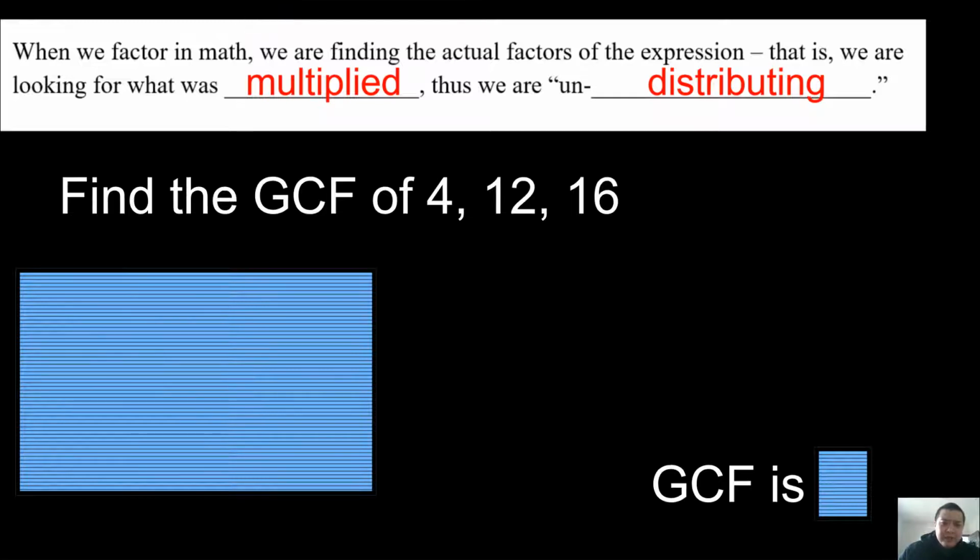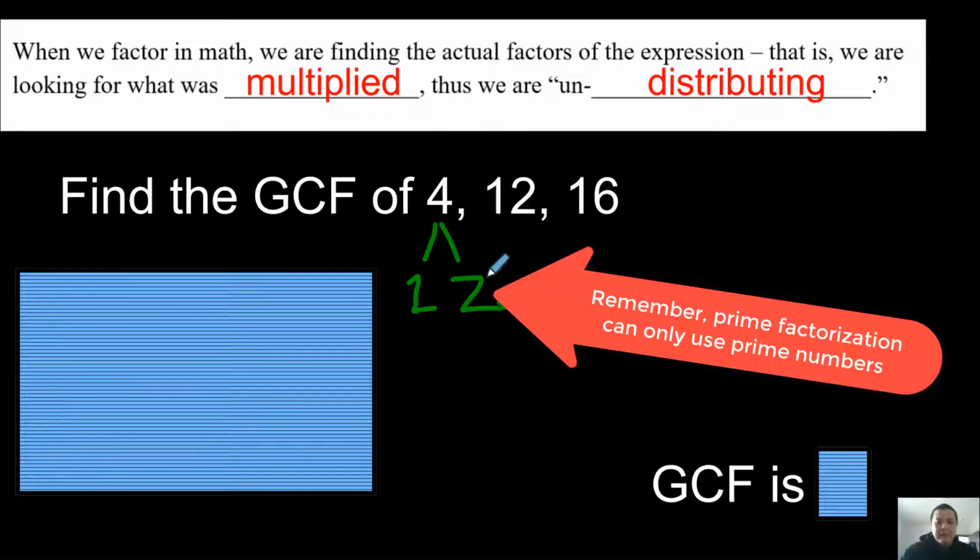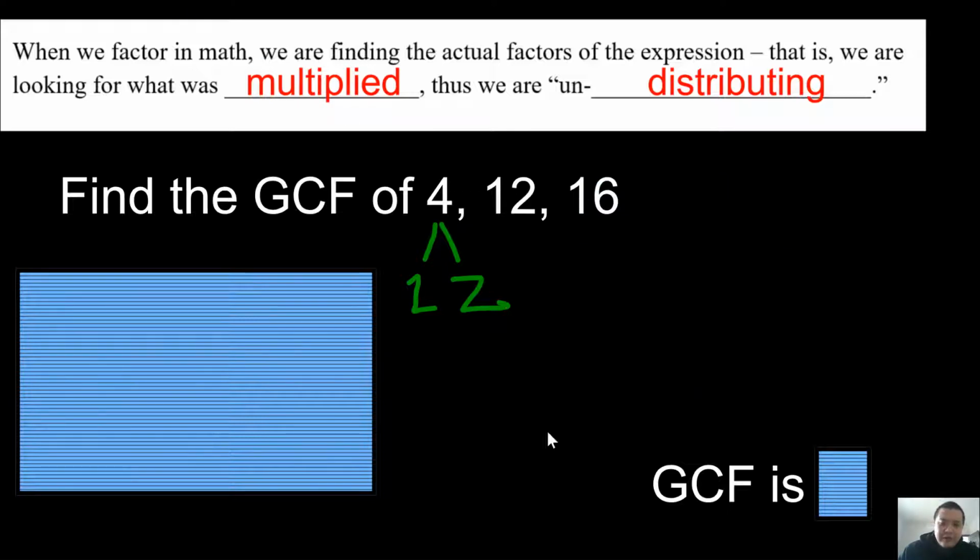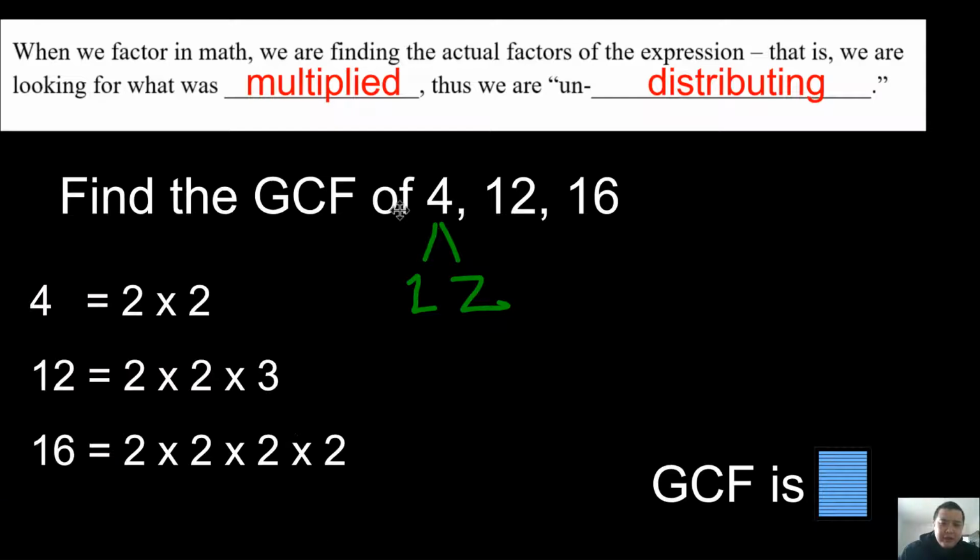Last year, you guys did something called factor trees and tried to find the prime factorization of certain numbers. So, for example, you might use the factor tree for 4 and do something like 2 and 2. Like that. 12, you might have done 2, 2, and 3. And 16, you would find the prime factorization if you did the factor tree to be 2, 2, 2, and 2. Okay. So something like this.